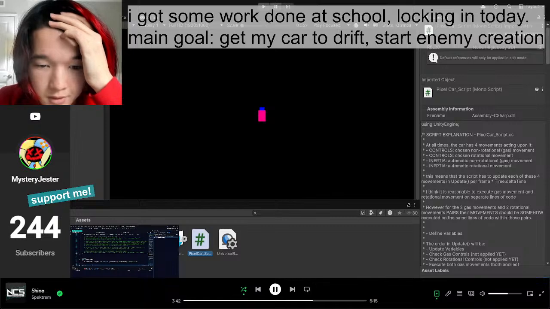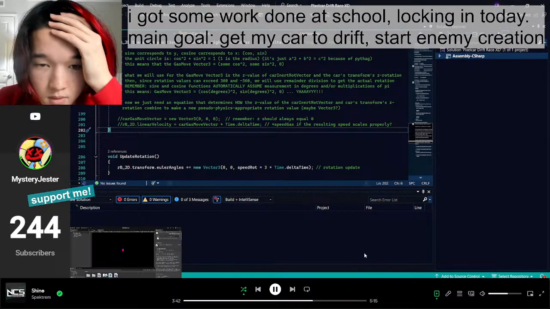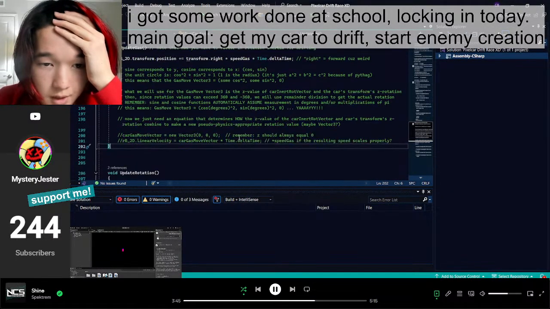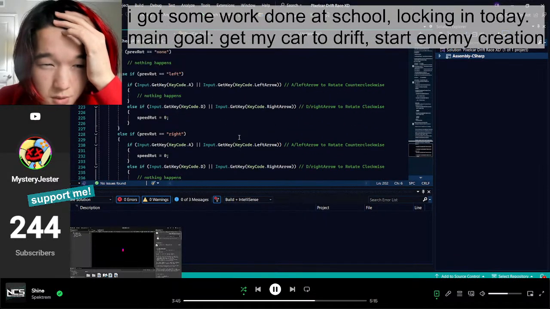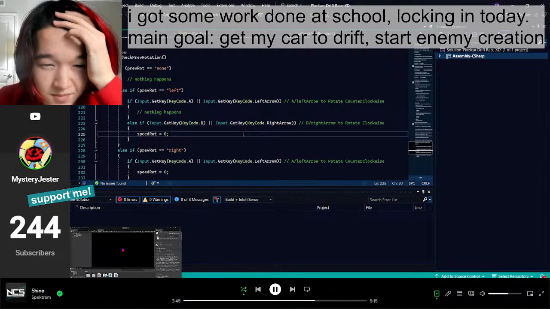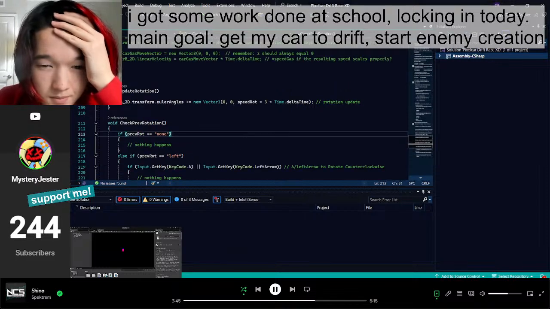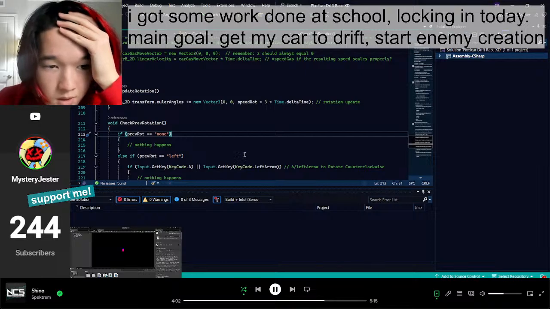I should open the code actually, because I'm gonna be doing a lot of actual C# instead of actual Unity stuff. This is mostly gonna be programming. Okay, let's see here.